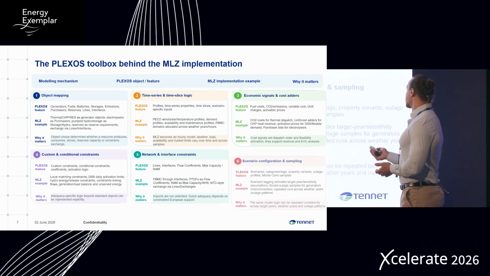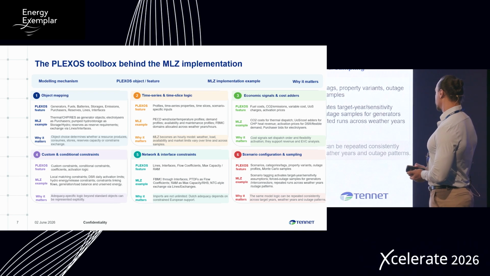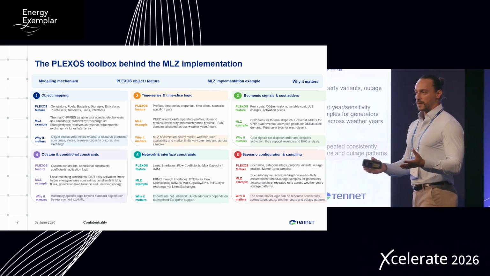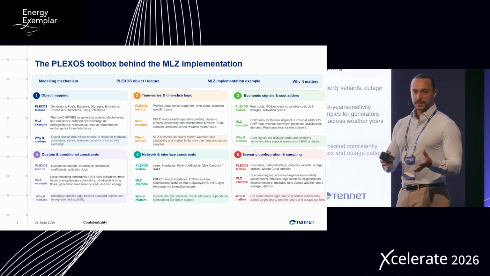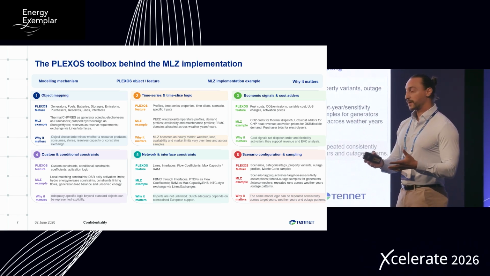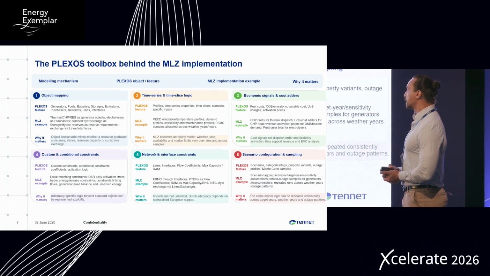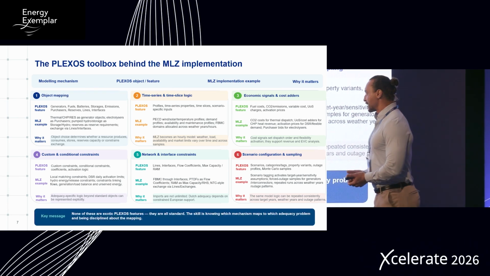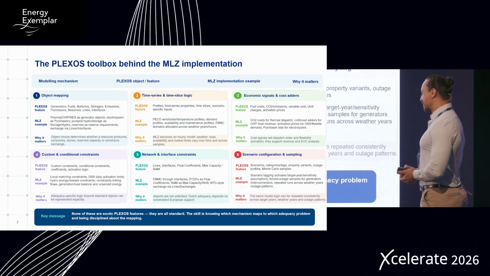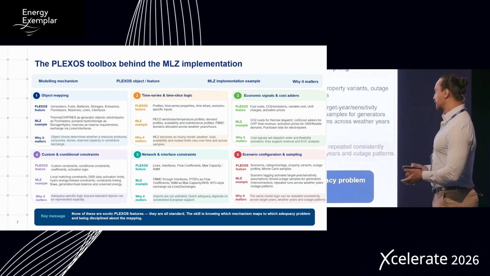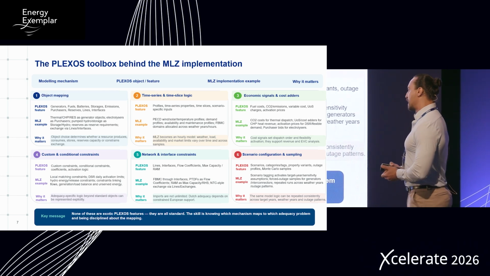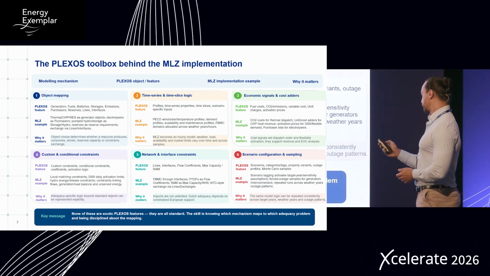And last, of course, we have the scenario tagging configuration. So rather than creating multiple XML files, you can have scenarios where you can tag your samples, or you can add all weather scenarios in different scenarios, and then you can enable them within the simulations. I would say that none of these are really exotic PLEXOS features, maybe the conditional constraints a bit, but they are all standard. The skill is really knowing which mechanism maps to which technology and being disciplined about the mapping.